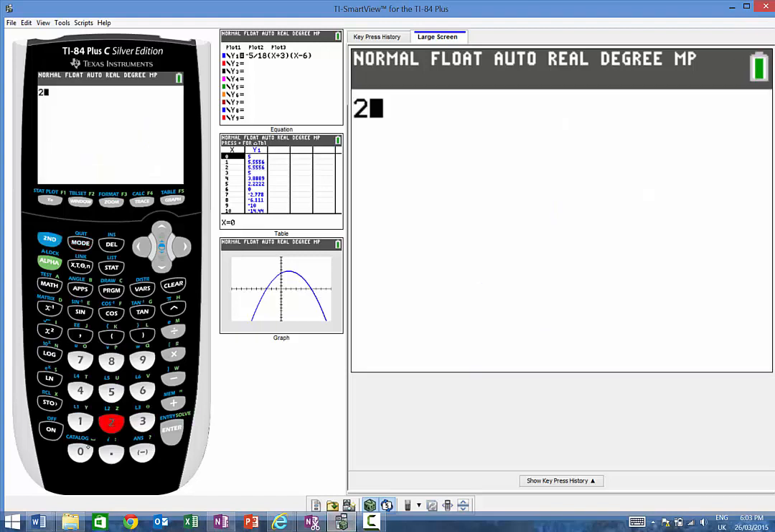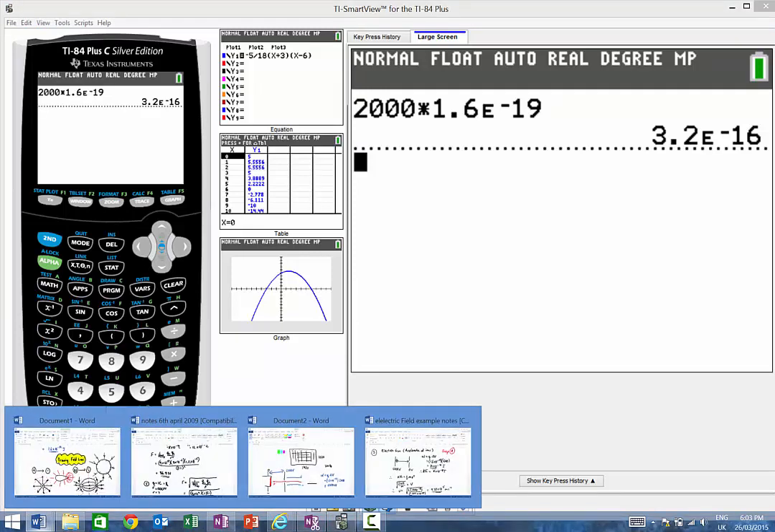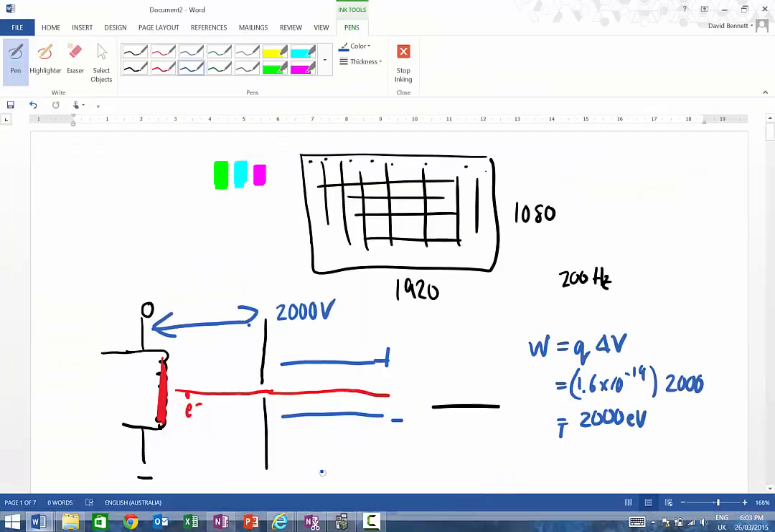So 2,000 times 1.6 to the power of minus 19, and that will give us the energy that it's actually gained. So that's 3.2 by 10 to the minus 16 joules. That's the energy that it's picked up.